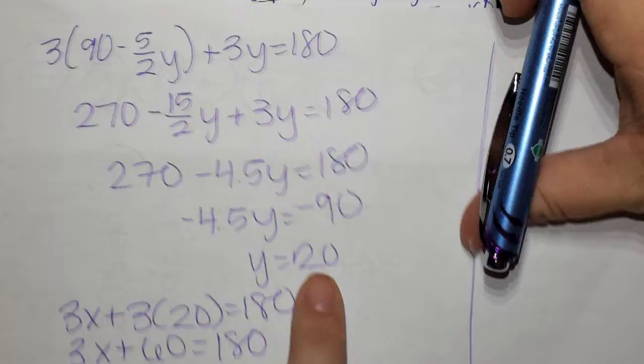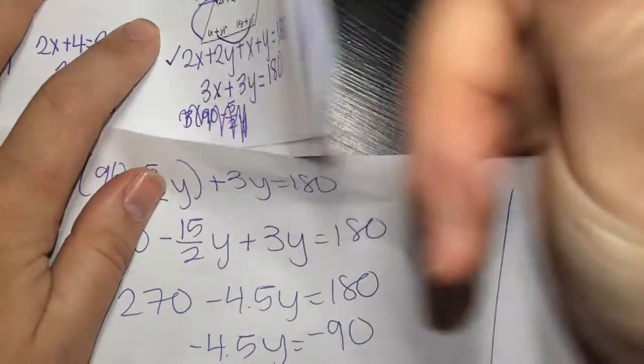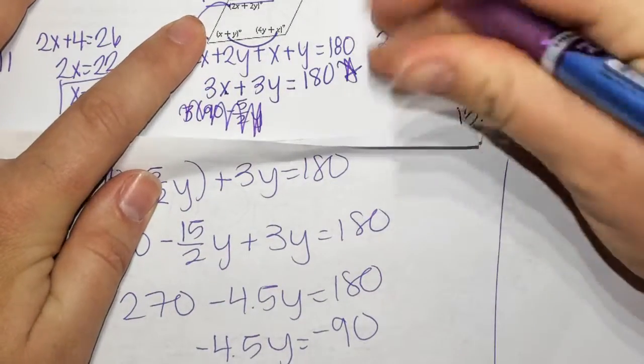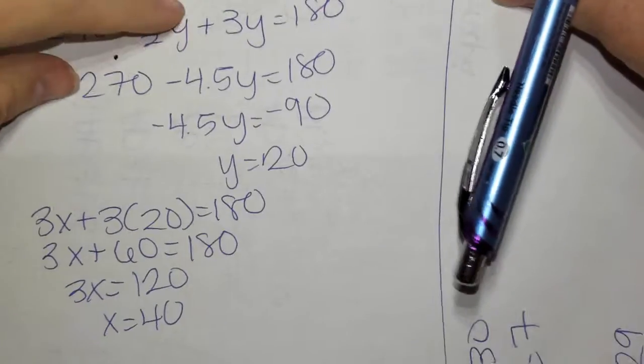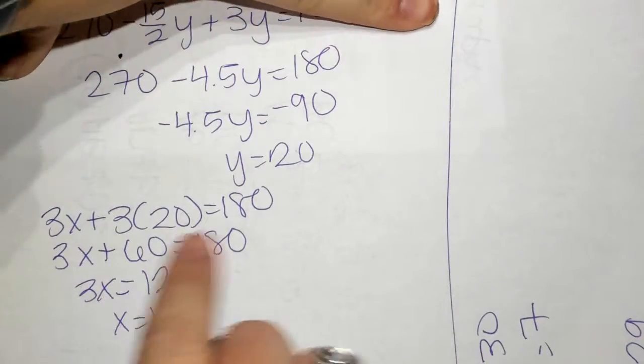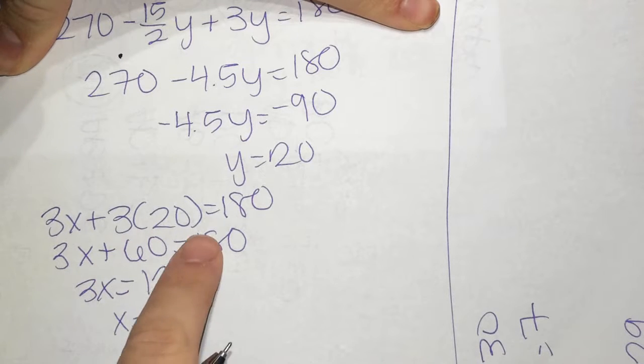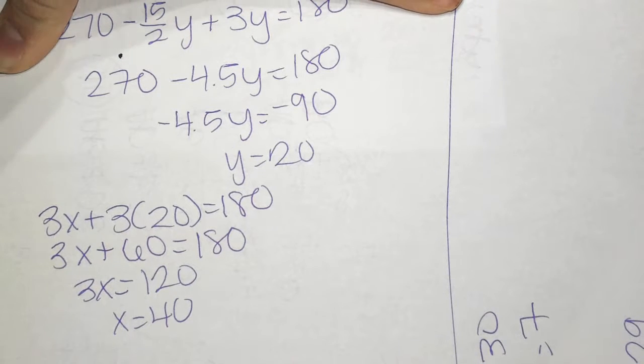Well, now that y is equal to 20, I can plug it back into this same equation, which I did right here. And so 3x plus 3 times 20 is equal to 180. 60, subtract, x is equal to 40.